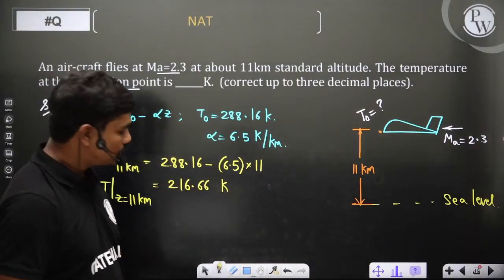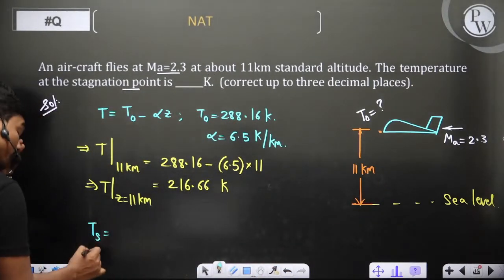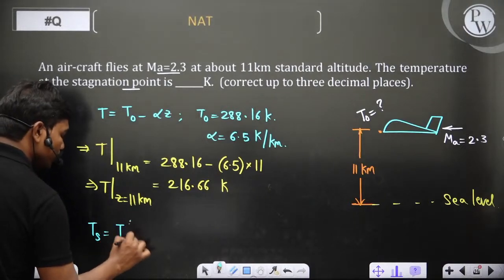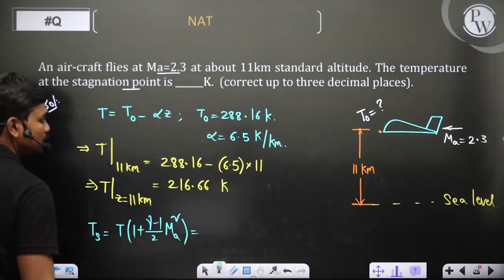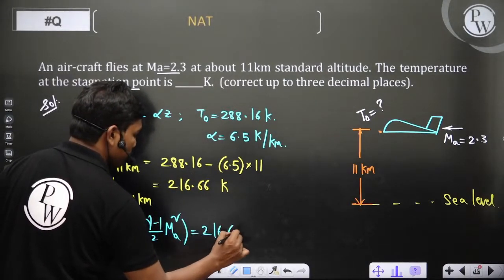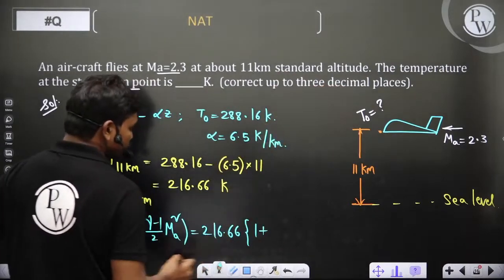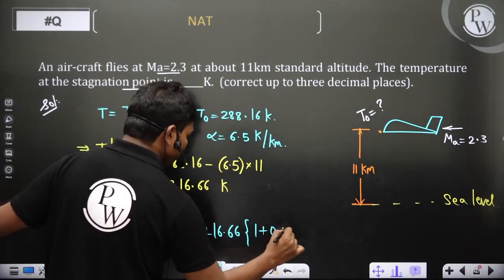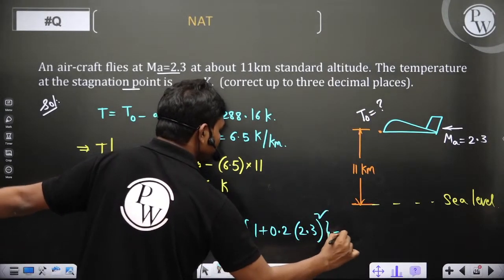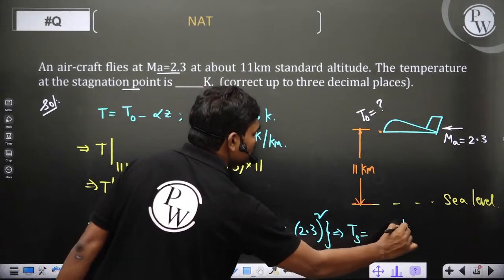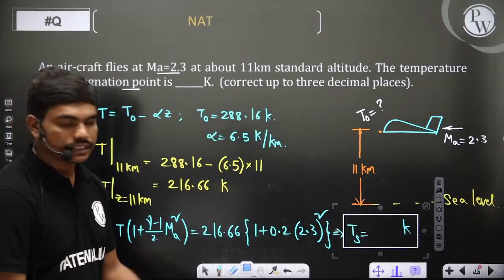216.66 Kelvin actually. Now what is the stagnation temperature? We have seen the relation. T0, stagnation temperature, is T into 1 plus gamma minus 1 by 2 Mach square. So temperature is 216.66 into 1 plus gamma minus 1 by 2. This is standard atmosphere, so gamma is 1.4. So 0.2 into 2.3 square. So this gives you the stagnation temperature in Kelvin.